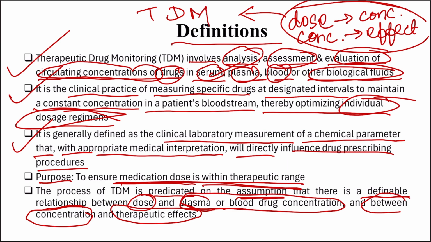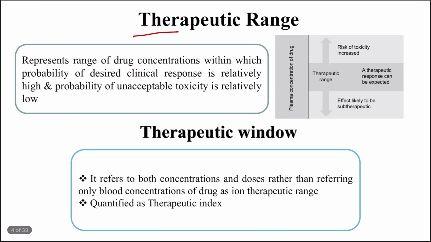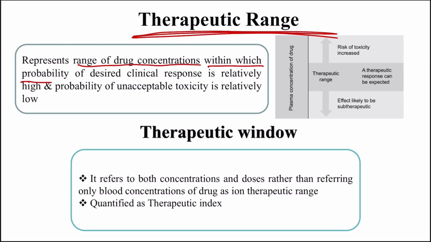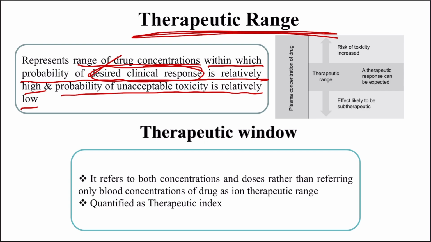Now coming to the other definitions. First is the therapeutic range. Therapeutic range basically represents a range of drug concentration within which the probability of the desired clinical response is relatively high and the probability of unacceptable toxicity of the drug is relatively low. So there should be maximum probability of getting the desired clinical response, and minimum probability of getting unacceptable toxicity.